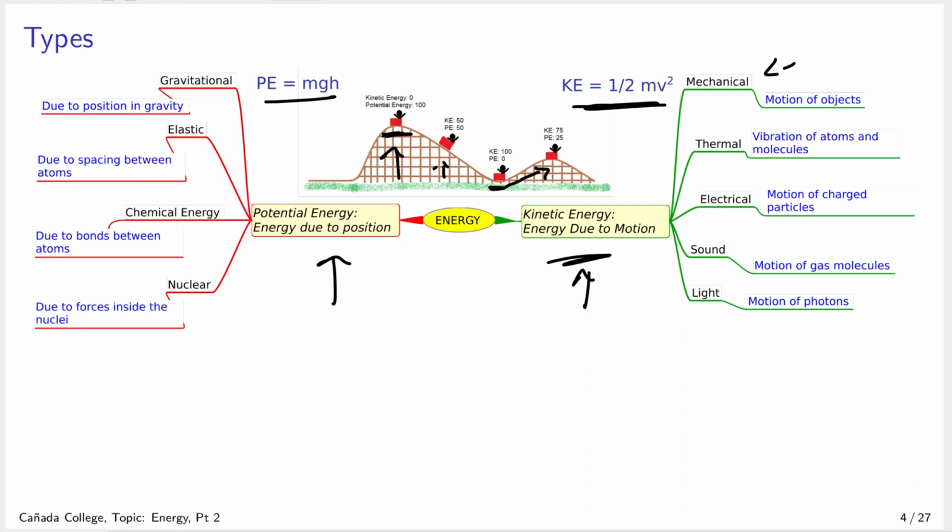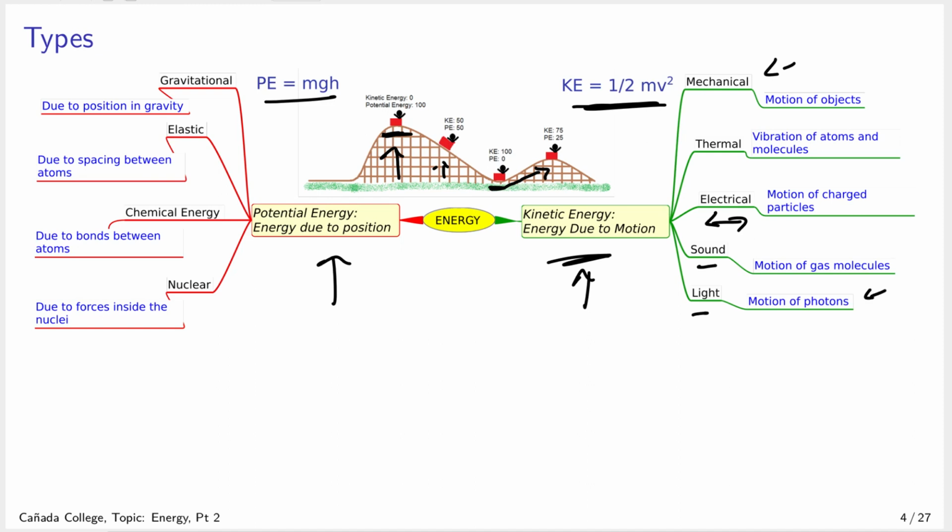So kinetic energy has 5 different forms. The mechanical form that we just referred to. It also appears as heat energy or thermal energy due to the vibration of atoms and molecules. It appears as electrical energy due to the motion of charged particles. It can appear as sound energy due to the motion of gas molecules or air molecules. And finally, it can also appear as light or radiant energy due to the motion of light particles known as photons.